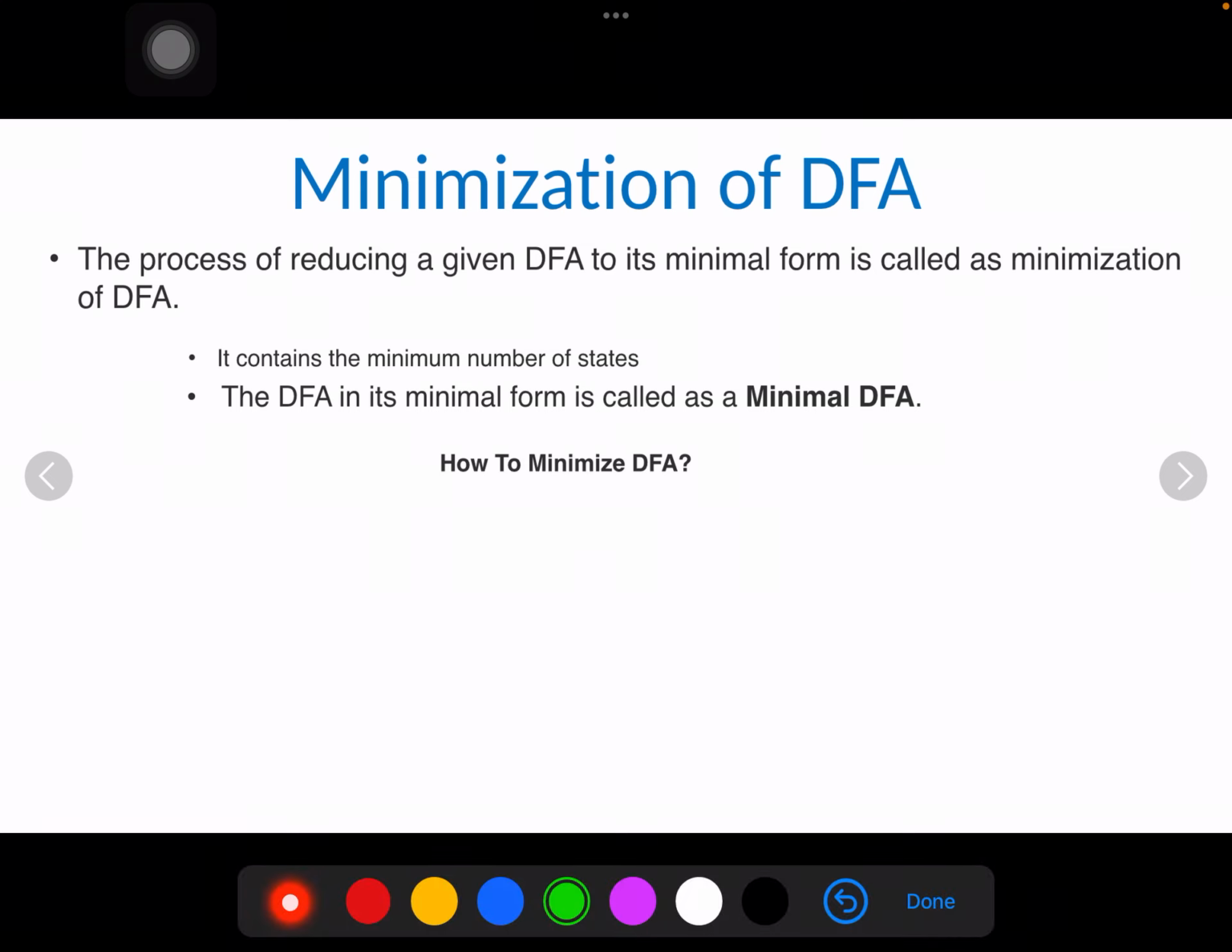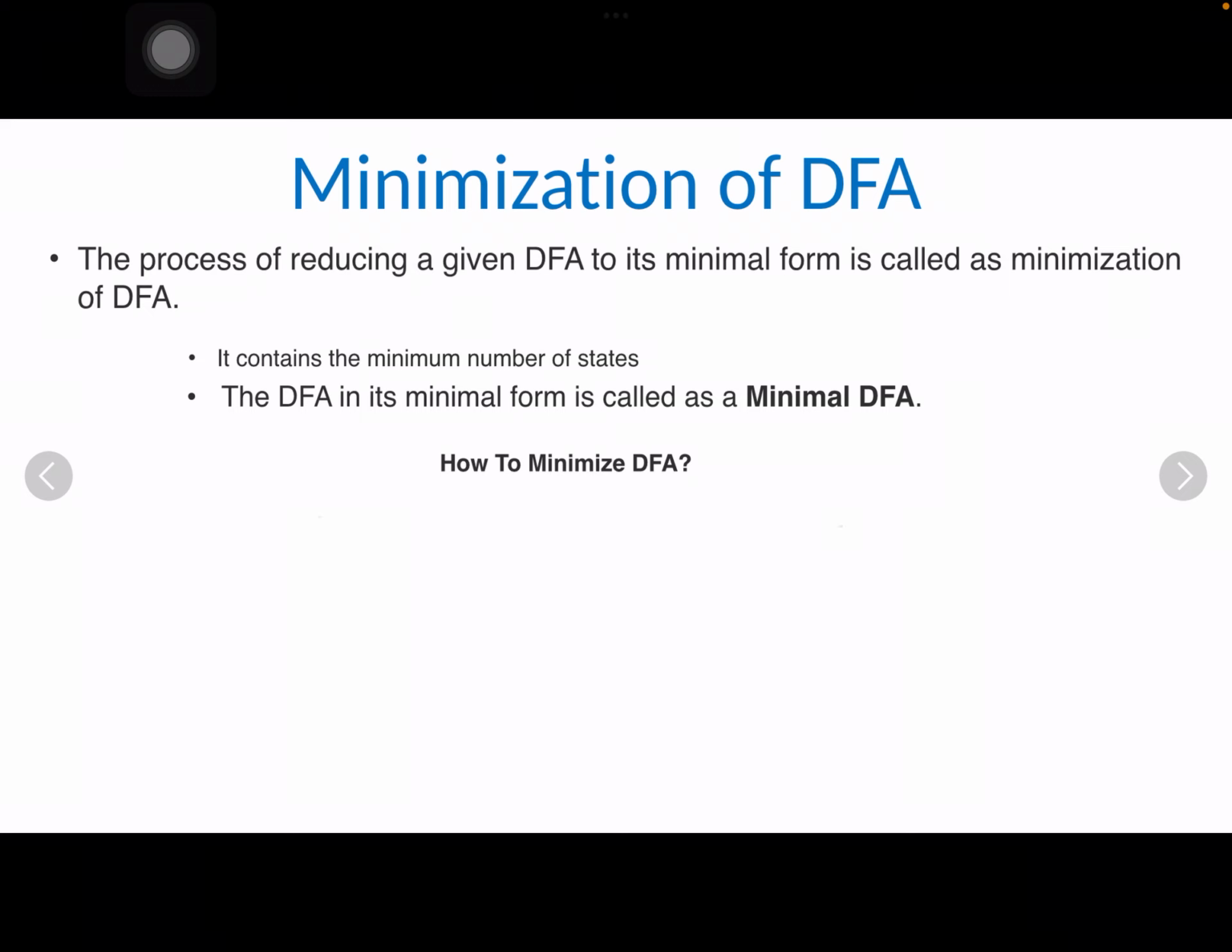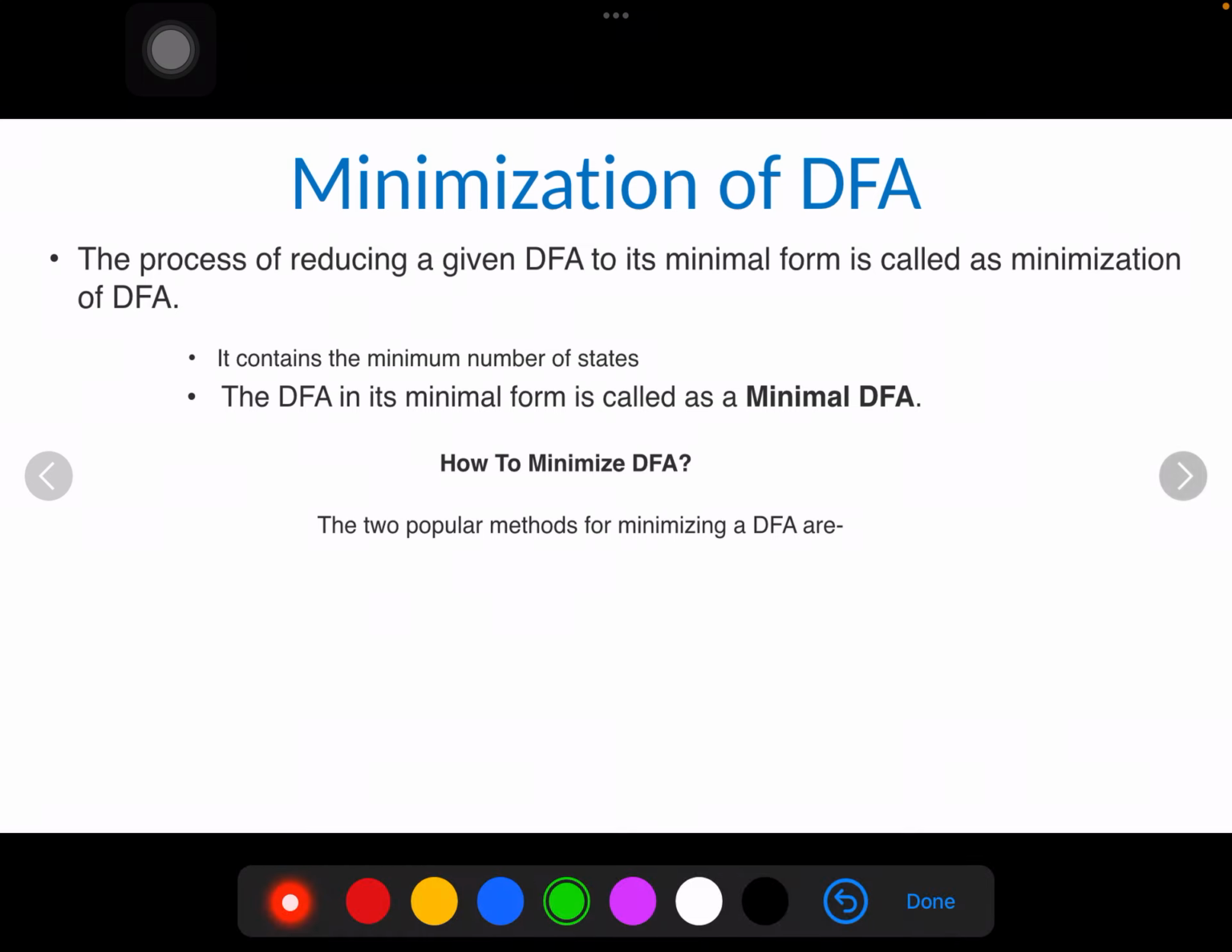So how to minimize the DFA? It is not possible to minimize a DFA just by eliminating states by looking at them; you have to follow certain rules. These rules are nothing but techniques. There are two popular techniques. One is the equivalence theorem, and the other is the Myhill-Nerode theorem or table filling method. These two methods are very important for minimizing a DFA.